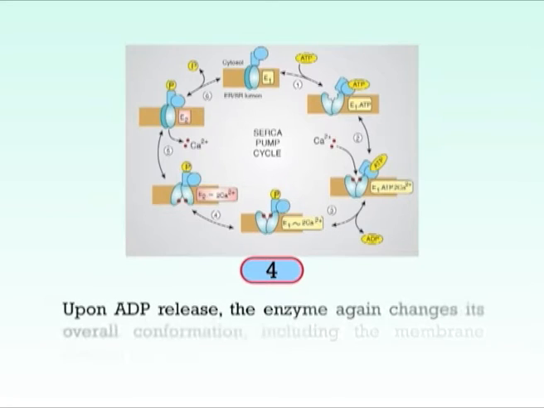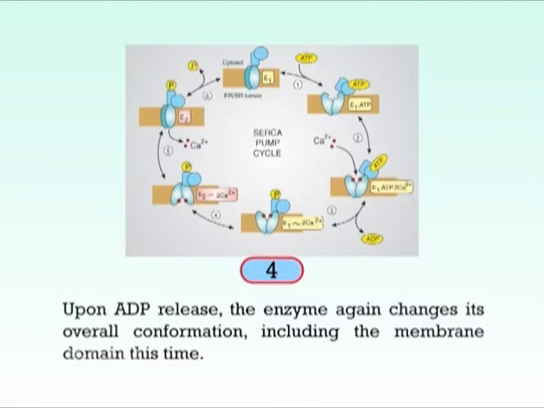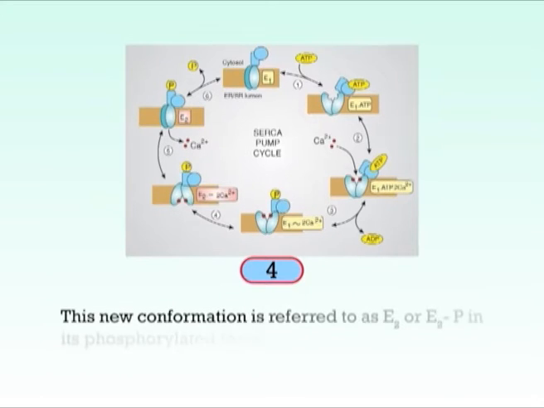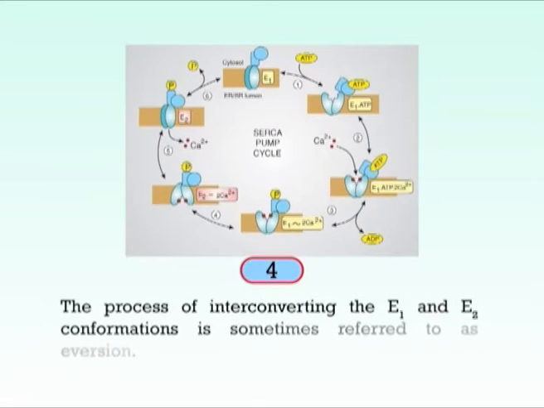So upon ATP release, the enzyme again changes its overall conformation, including the membrane domain this time. This new conformation is referred to as E2, or E2P in its phosphorylated form. The process of interconverting the E1 and the E2 conformations is sometimes referred to as eversion.